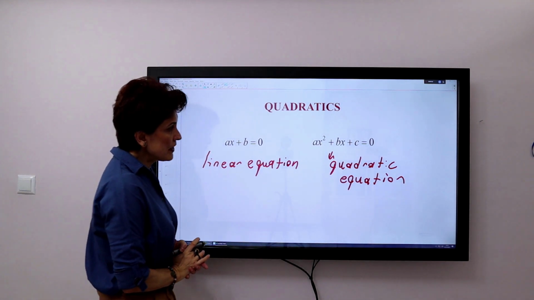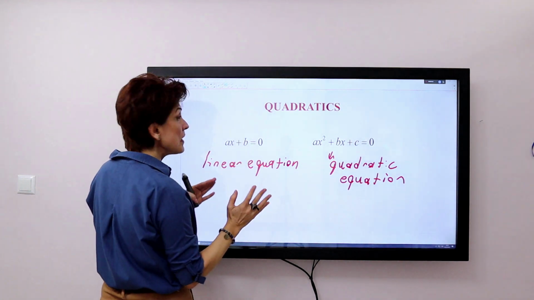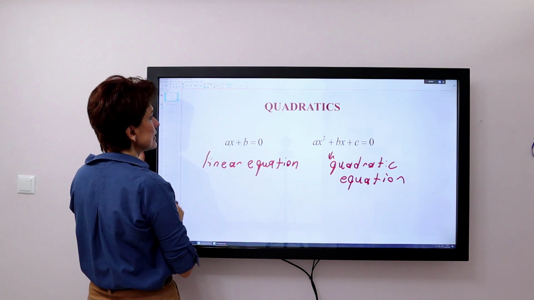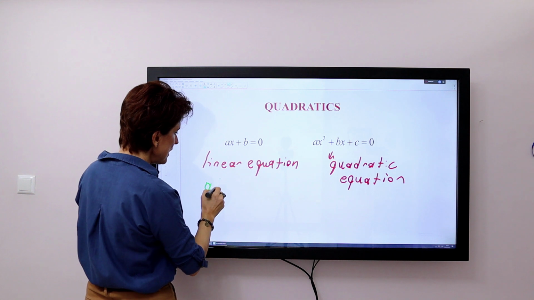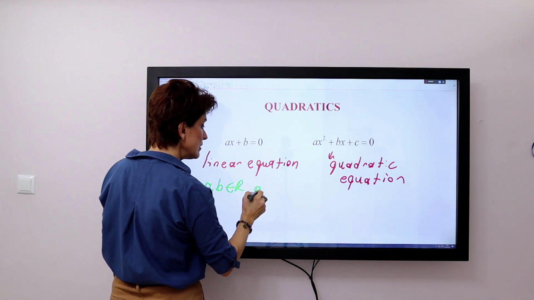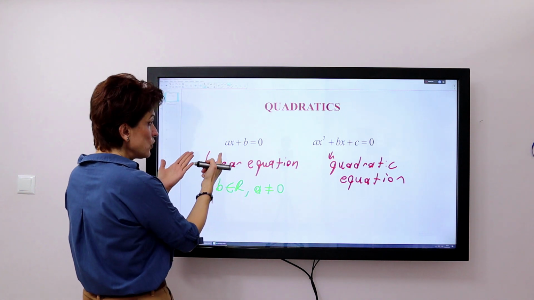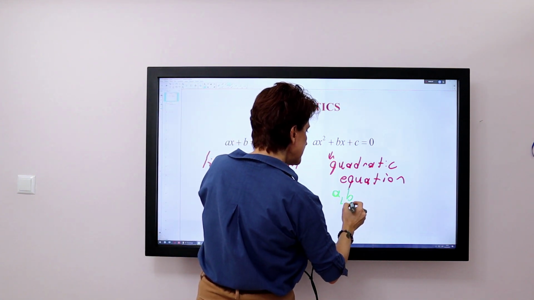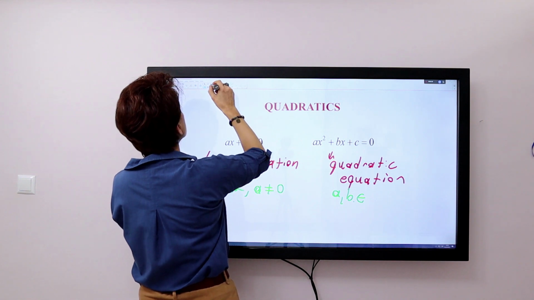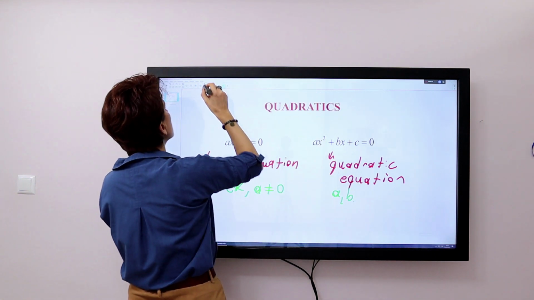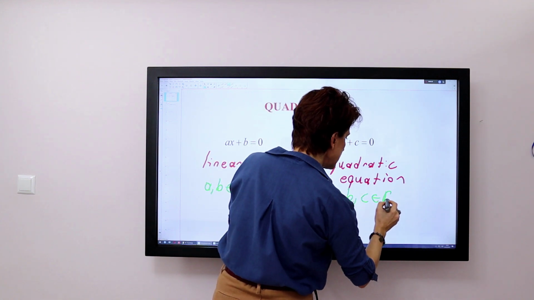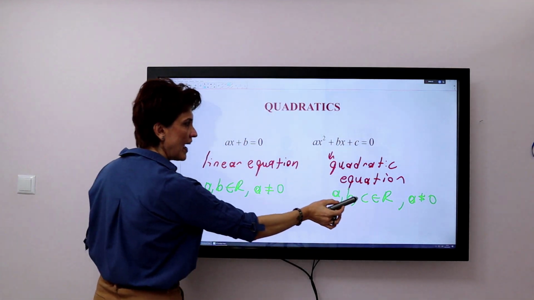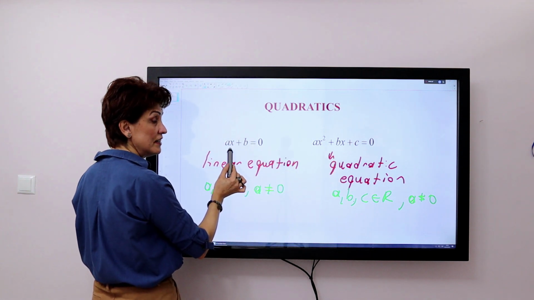Here, what are the differences between them? Before we look at this, maybe we need to add some information to define those equations mathematically. Here, a and b have to be real numbers. However, a can't be equal to 0. Here, a, b, c have to be real numbers. However, again, a can't be equal to 0. Here, if we choose a equal to 0, what happens? This turns into a linear equation, right?